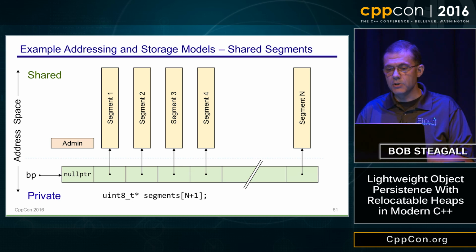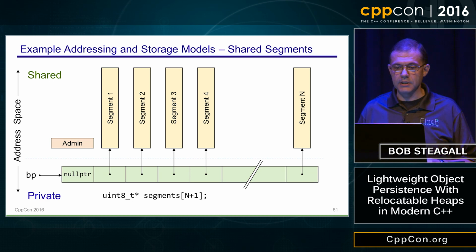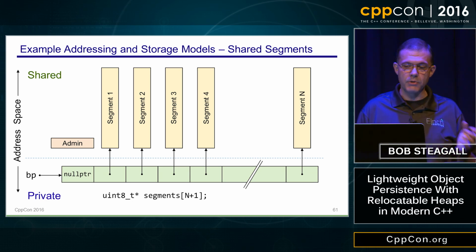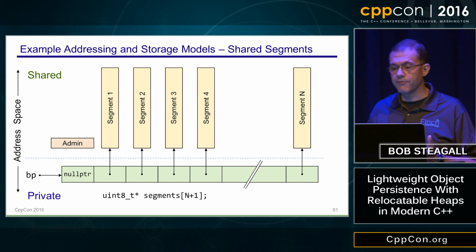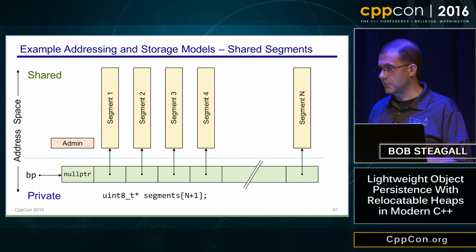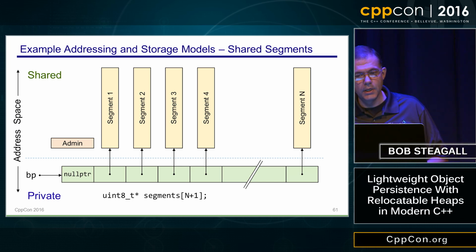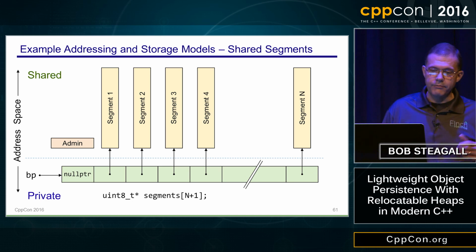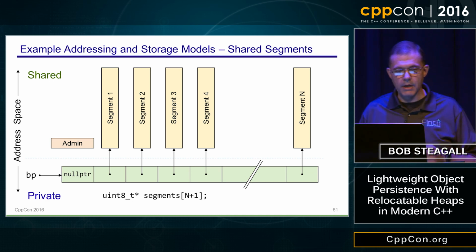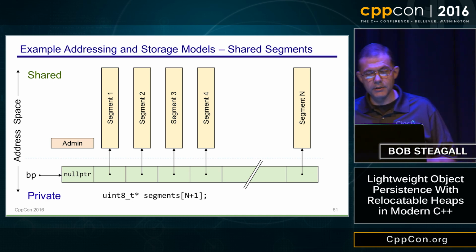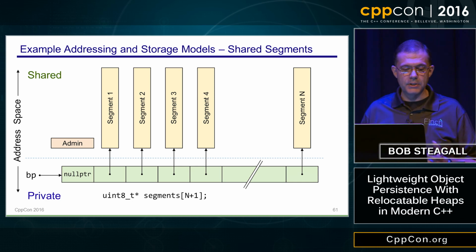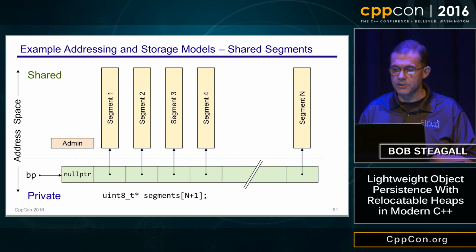In the case of a heap that's based on shared memory, there could also be an administrative segment that contains things like shared memory segment IDs in System V shared memory, or segment names if you're using POSIX shared memory. Now, here I've tried to make the distinction between memory that's shared and memory that's private, even though shared memory gets mapped into the process's private address space.